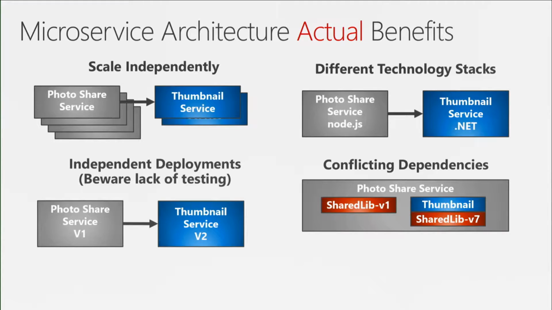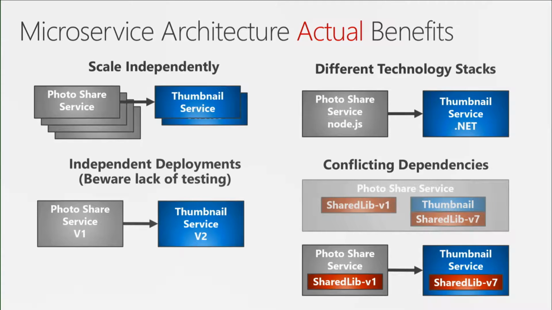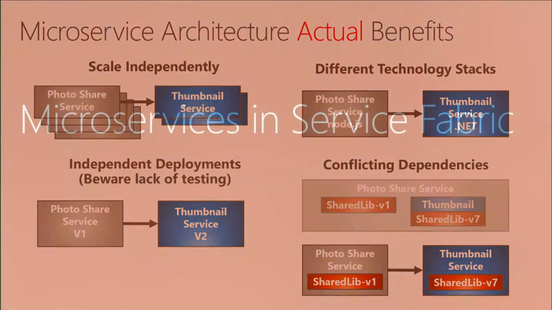So a way that you can fix this, of course, is to break it up into microservices, where you have the photo share service using shared lib, and that can be version 1, and then you have the thumbnail service, and that's also using shared lib, and it's using version 7. And these are the 4 reasons that I can think of why people should split things up into microservices, and they're only 4 that I can think of in the past 6 months or since I had this revelation.